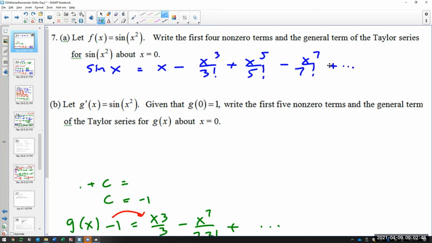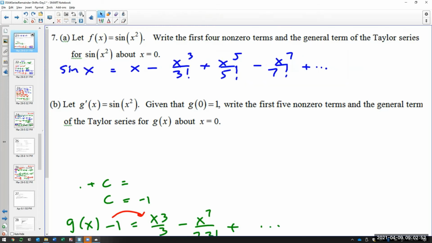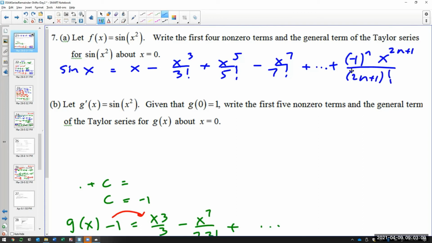They also want the general term. So let me also put in the general term. We need practice with that anyway. Oh no, this one I memorized. So guys, it's an alternating term. So I put -1 to the n. The x, it's an odd exponent. So I put 2n plus 1. And this exponent is the same as the denominator. So I put 2n plus 1 factorial.